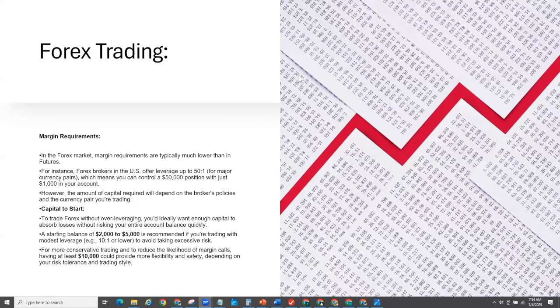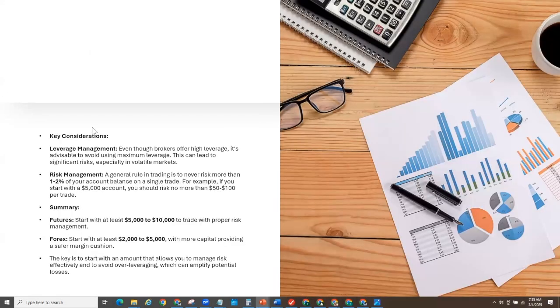And so again, we would recommend for your forex trading starting with 10,000, and that's to provide more flexibility and safety, depending on your risk tolerance, what you're trading, and your trading style. If you're more aggressive, that means more capital, more of a budget, because you're a straight shooter. You take on more risk. And we don't believe in gambling. We believe in managing risk. So that's going to lead me to my next consideration here, leverage management.